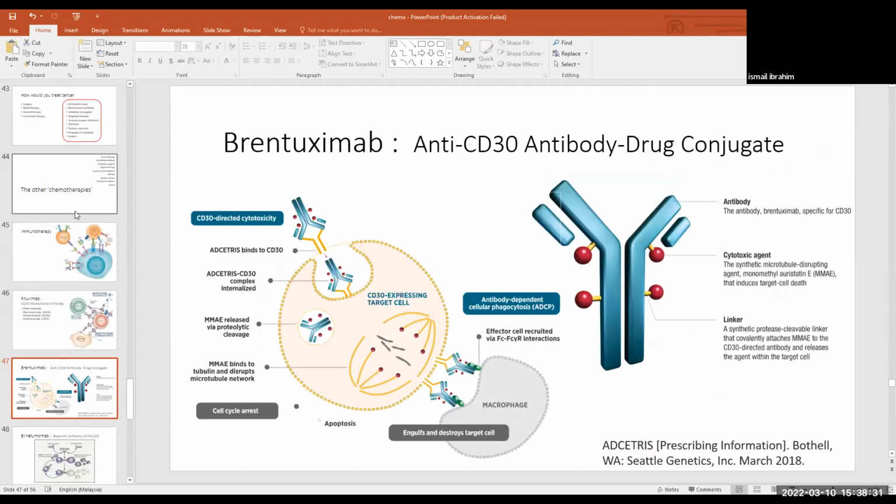Monoclonal antibody can also be conjugated. It can be attached to a cytotoxic agent, and then we call them antibody drug conjugate. One example that we use is brentuximab, which is a CD30 antibody with chemotherapy attached to it. We use it for patients who have Hodgkin lymphoma. You can also use it for patients who have some kind of T cell lymphoma like AITL or PTCL.